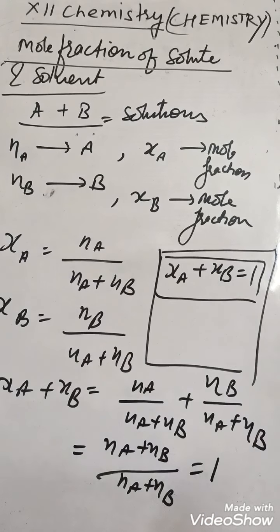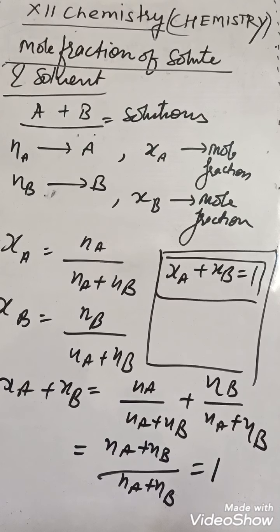Remember, if we have 3 components, then the total of the mole fractions of all components is 1. If we have 4 components, then the total of the mole fractions of the 4 components is 1. Now suppose the mole fraction of one component is 0.6, then what will be the mole fraction of the other? 1 minus 0.6, that is 0.4. The total sum of mole fractions should be 1. Clear?